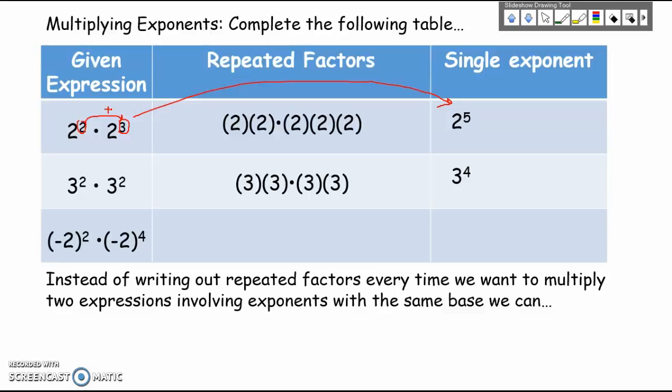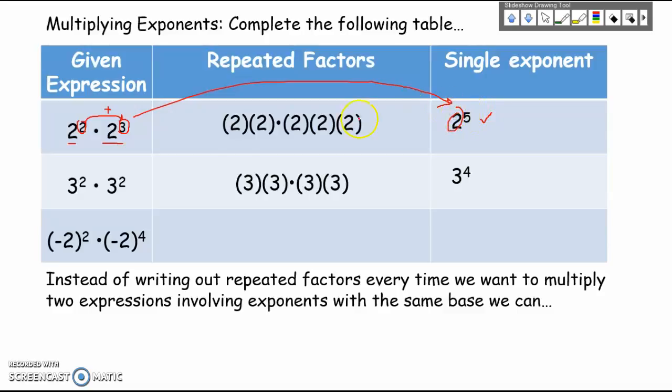First of all, there has to be the same base for this to work. And in this situation, the base is 2. So our base did remain the same for both exponents. Second of all, let's look at our exponents. Is 2 plus 3 5? Well, it is. So it works for this one. So if I'm multiplying exponents that have the same base, it looks like I can add my exponents and keep the base.